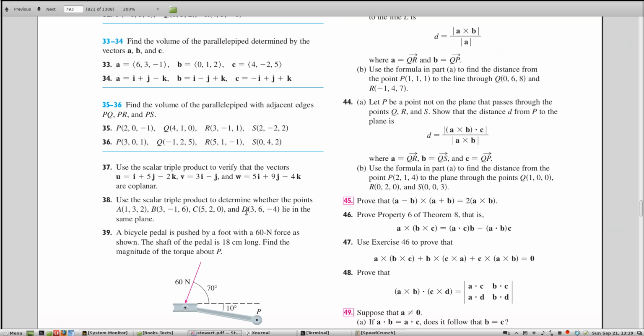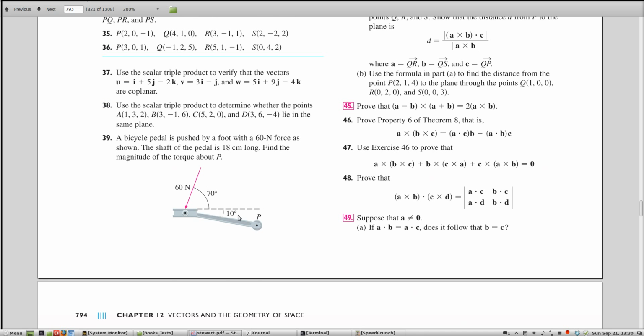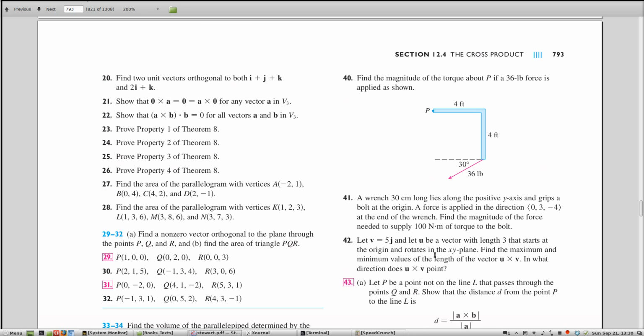Use the scalar triple product to determine whether the points lie in the same plane. Again, this is just like problem 37, but you use AB, AC, AD as your vectors. This is a torque question. I've done it several times. Let's see if there's a different torque question.